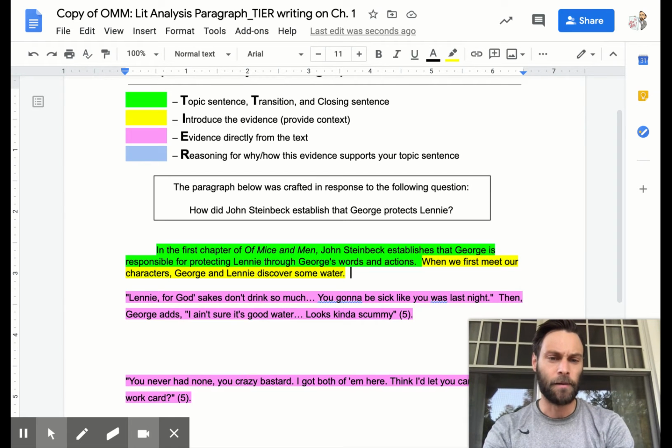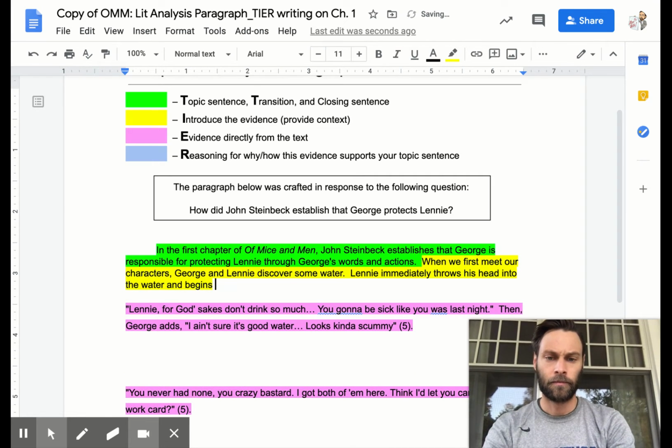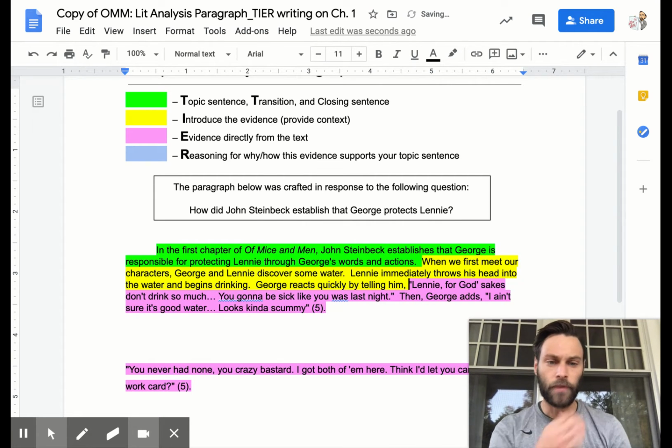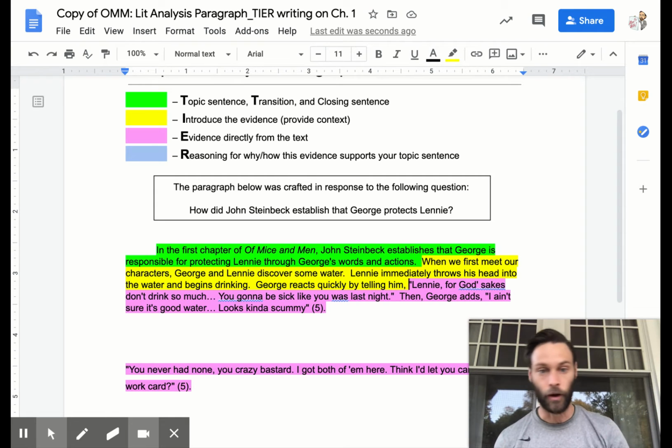So I'll say, Lenny, well, he did it right away. So I'll do like, Lenny immediately throws his head into the water and begins drinking. George reacts quickly by telling him, boom, and now I can bring this right on up. So now, all this has done is remind my reader where we are in the story. When we first meet our characters, they come across some water, Lenny throws his head in, and George says, boom, and now we're off and running.